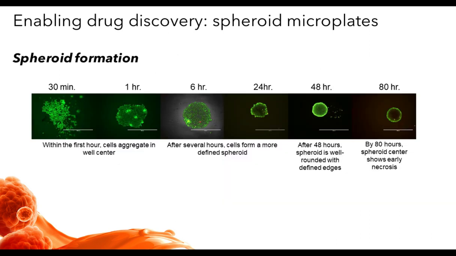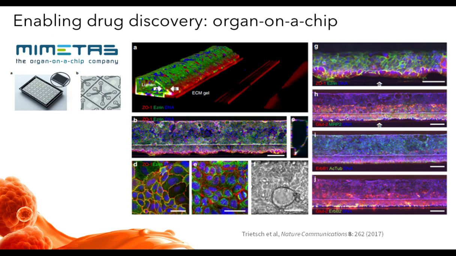And you can start to do sort of imaging here. This is the imaging of cells as they come together over a period of time, particularly when one looks at them between 24 and 48 hours. You can start to see that the cells will form a defined spheroid. After 48 hours, you get one with defined edges. Absolutely suitable for high throughput imaging techniques.